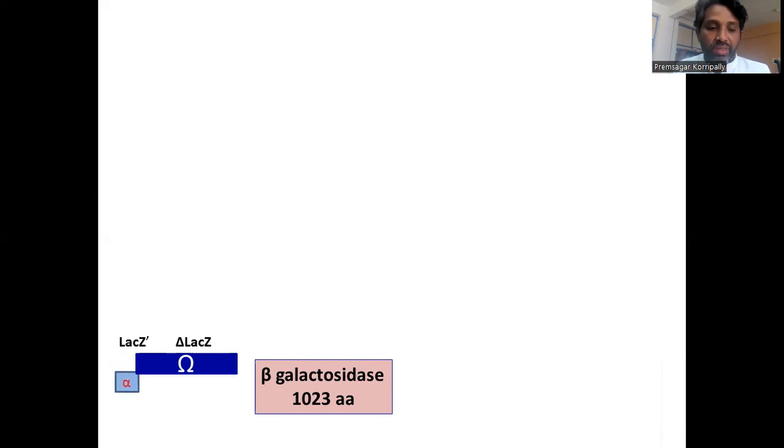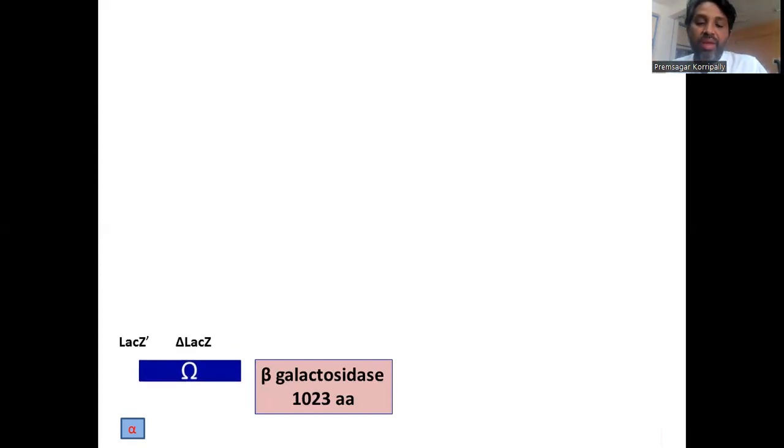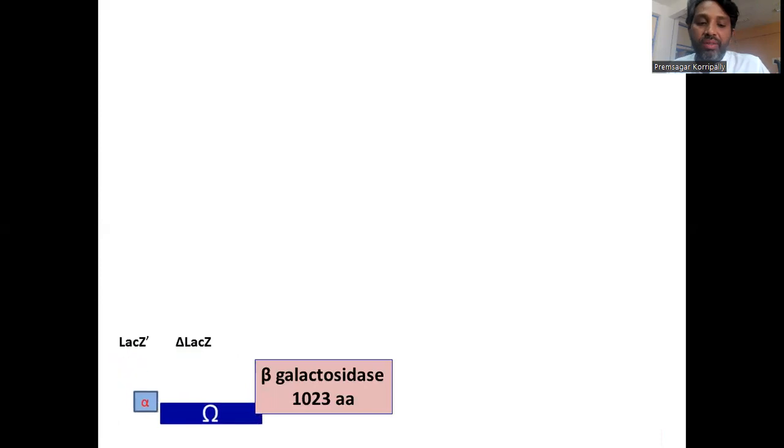You see here the alpha peptide is degraded and the omega peptide is there. If you divide them, chemically or proteolytically, it forms two parts, alpha and omega, which are independently inactive. But if you mix them again, they form an active tetrameric beta galactosidase.